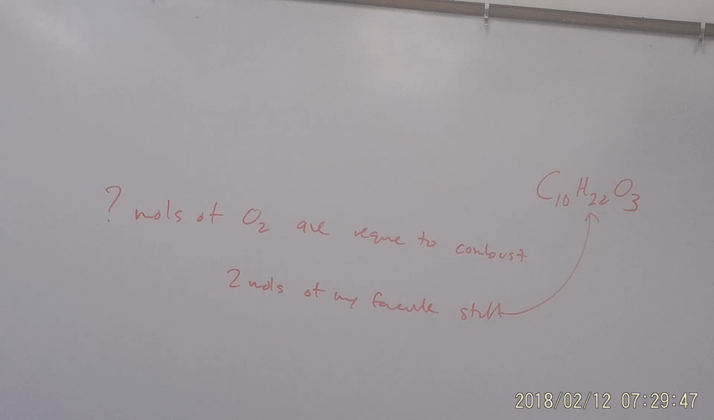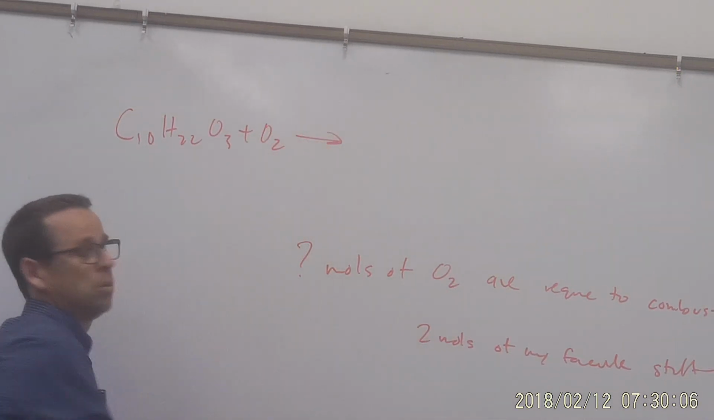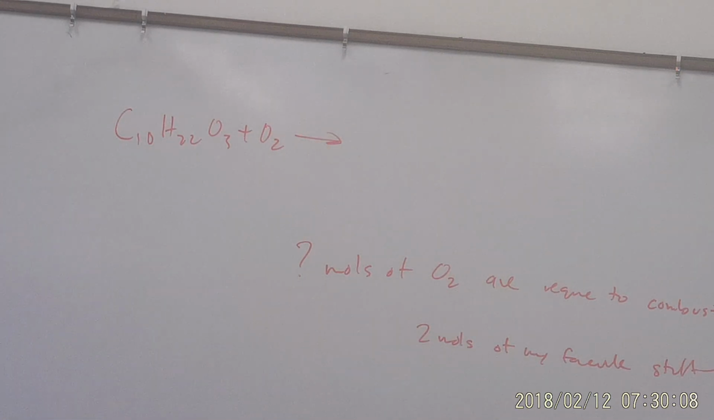Is there any way we could tell based on the question? Oxygen is a reactant. Is it true that I know C10H22O3 plus O2? Do I know that much from the problem? What are the products? Are they looking like that you might know?